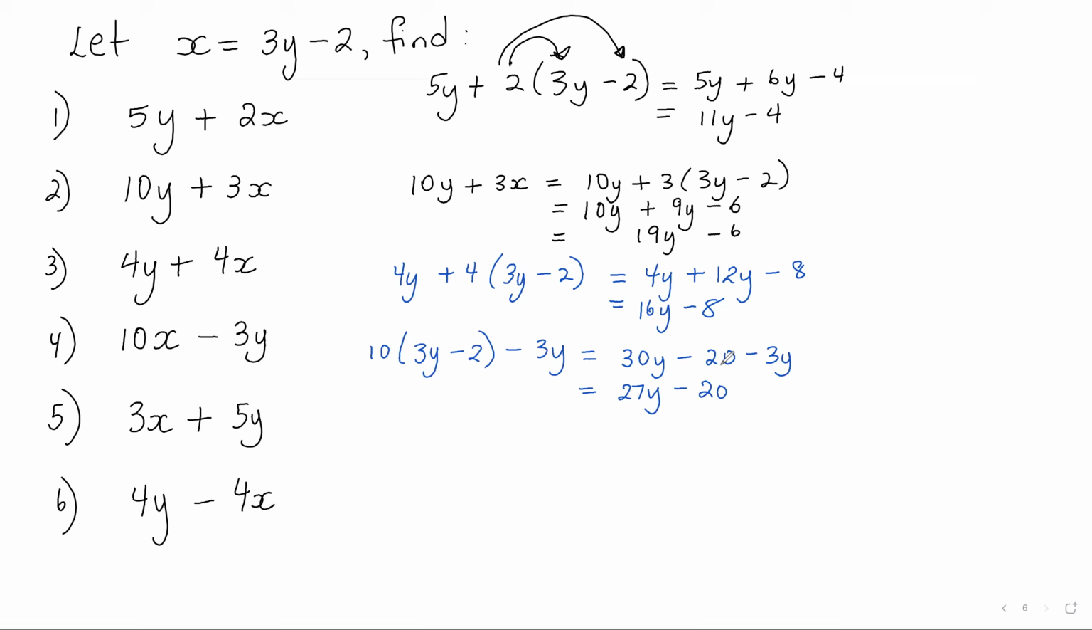And then we have number 5. Oh, wait, Sarah, I think we have a mistake in yours. Check it and let me check it back, okay? In number 4. Number 5, we have 3x plus 5y, so that'll be 3 times x, which is 3y take away 2, plus 5y. So that would give me 3 times 3y is 9y, and 3 times minus 2 is minus 6, plus 5y. So this gives me 9y plus 5y, which is 14y minus 6.